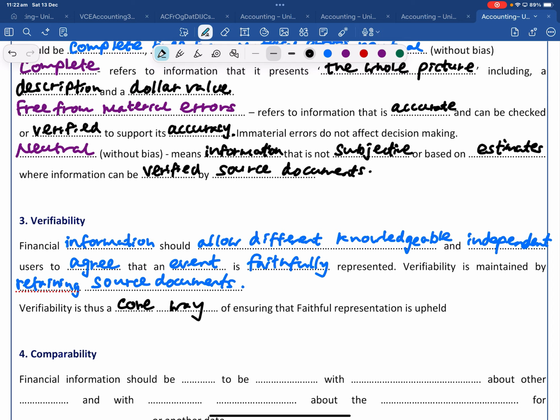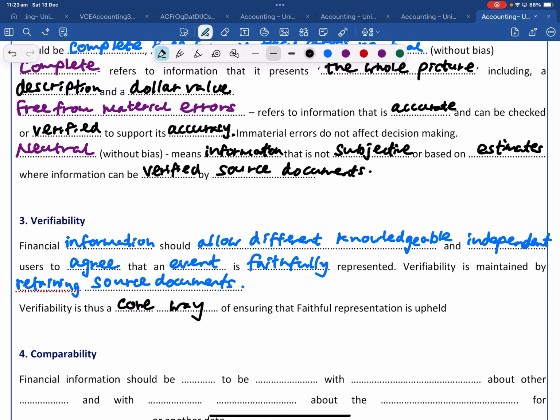What are the source documents, guys? Supporting documents, basically like an invoice or receipt. When we purchase something, we get a receipt, which is a source document. We did this a little bit in the accounting process. I call source documents like a birth certificate. It confirms that the person is born. Same thing, a source document confirms that the transaction occurred.